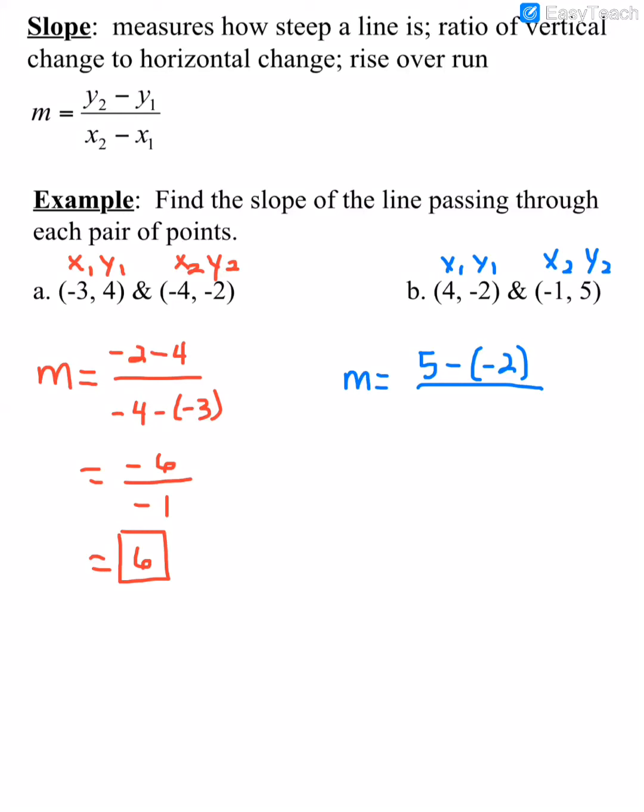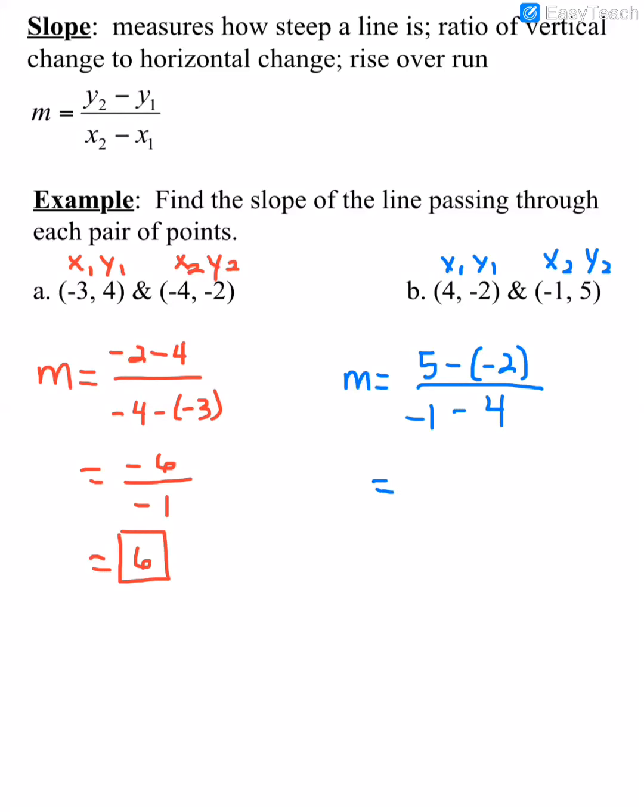over my x's, and the x that's the ordered pair with the first y that's on top needs to go first on the bottom. That's why we label them. So negative 1 minus 4.